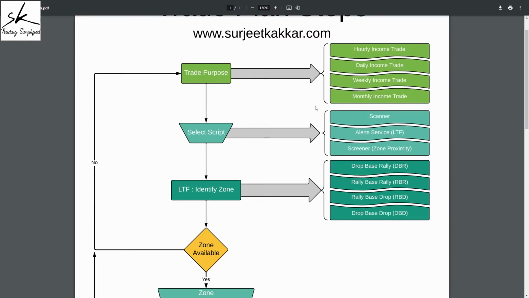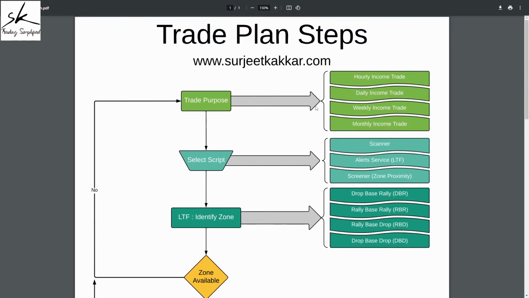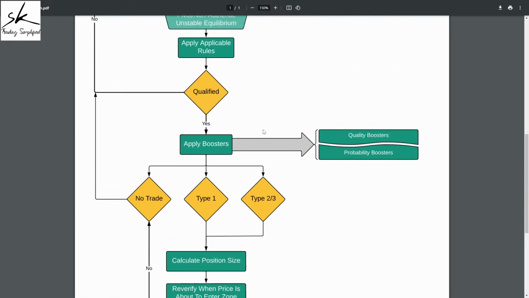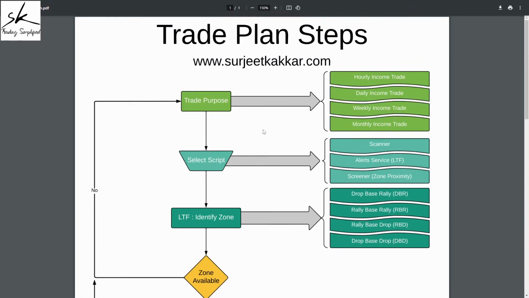So yes, coming back to it. Since trading has to be mechanical and rule based, what I've done is I have created two documents for you. The first one is your trade plan steps. You can also call it the flow chart or the walkthrough. Now, this guides us on what we need to do as a demand and supply trader, step by step.